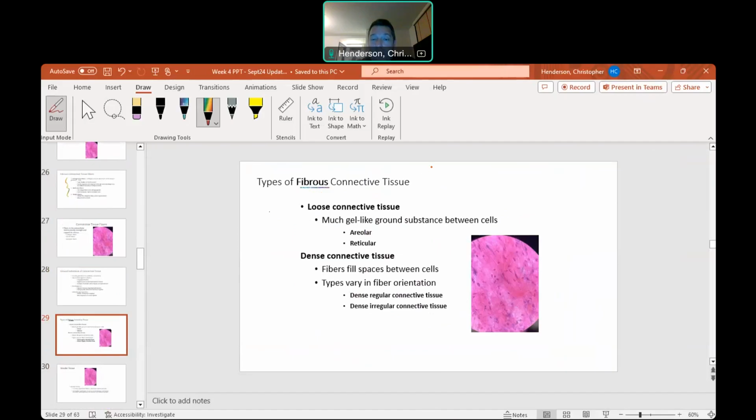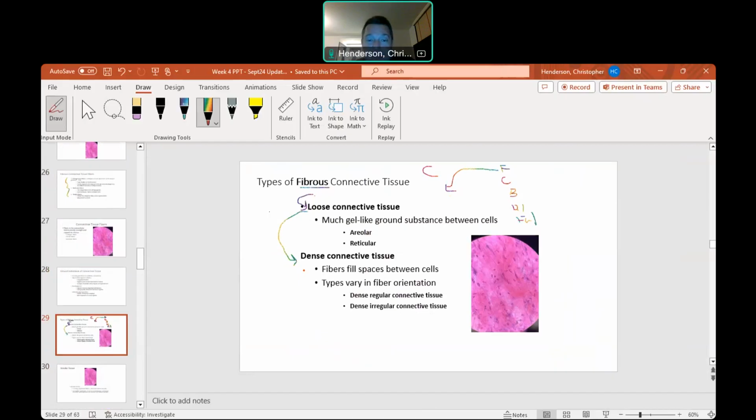So what do we have? We have connective tissue. What are the five types of connective tissue? Fibrous, cartilage, bone, blood, and fat, or adipose. So now we are in the fibrous connective tissue. This is going to be the next level of that, a subcategory. So in the subcategory of fibrous connective tissue, what are we looking at? We have two flavors. It's called loose and it's dense.